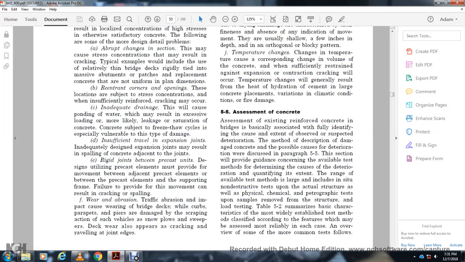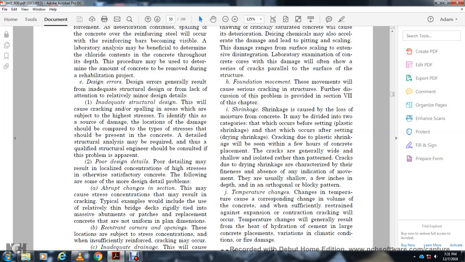Wear and abrasion. Traffic abrasion, the impact on the cover, and the wear of the bridge deck, curbs, and parapets may be damaged by scraping action on the surface by vehicles such as snowplows. Sweeping of the deck also wears the surface, causing cracking and revealing a jointed edge.